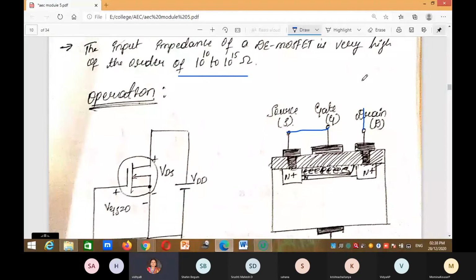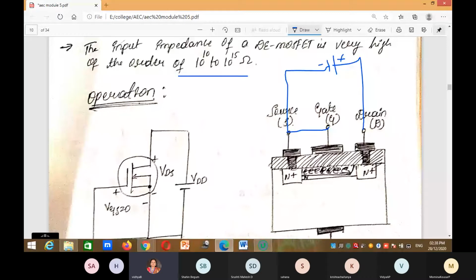This is positive voltage, and this will be connected negative. Okay, this one is as VDS is applied across the drain to source terminal, and due to attraction of free electrons, you can observe here in the N channel there will be free electrons.